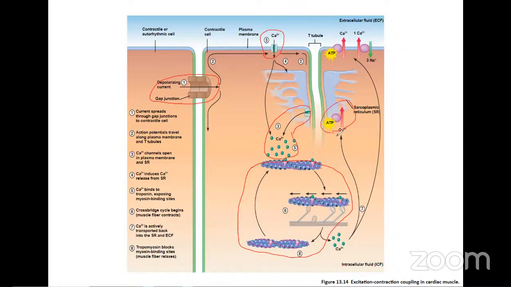At the end, some of that calcium is going back into the sarcoplasmic reticulum to be used later. Some of it is actively leaving the cell. So some of that calcium leaves at the end. Calcium fully leaving the cell is also different than skeletal muscle.